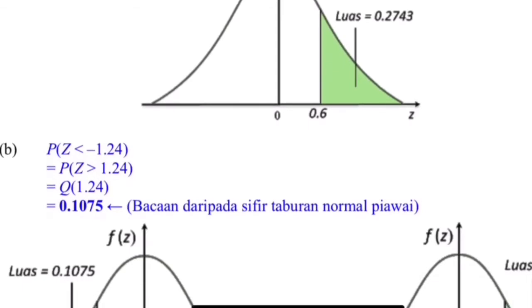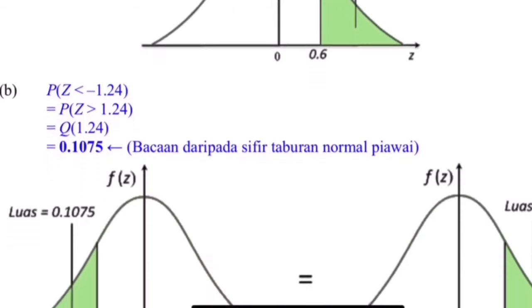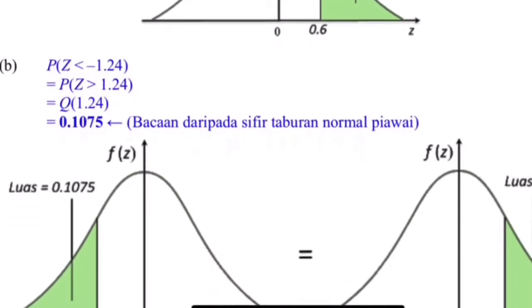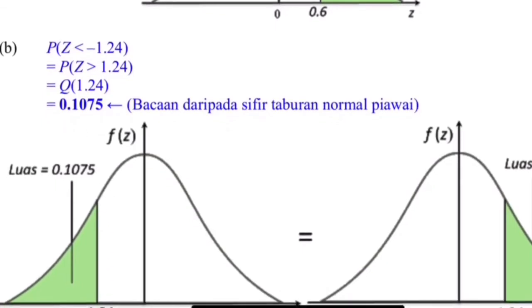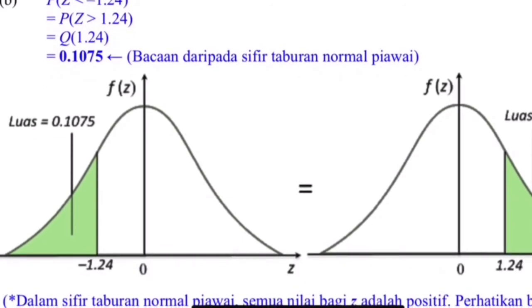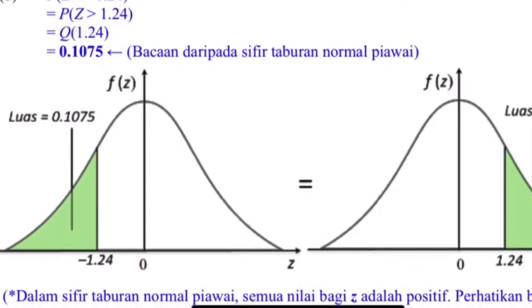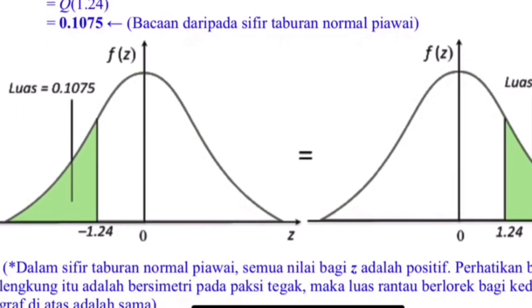If it is less than negative 1.24, we will make it positive because our buku sphere only can read the positive z-score. So we make it z more than 1.24 because it is symmetrical. Less than negative 1.24 and more than positive 1.24, the area is the same. So we just go to the buku sphere and read 1.24. Okay, the area is 0.1075.